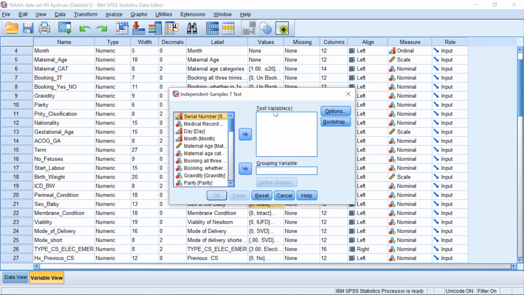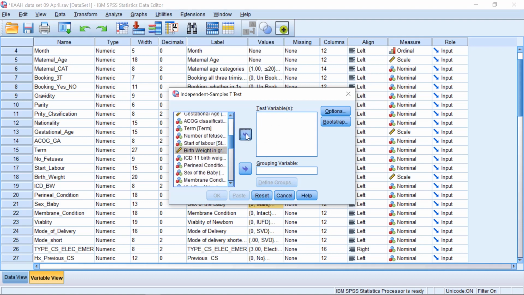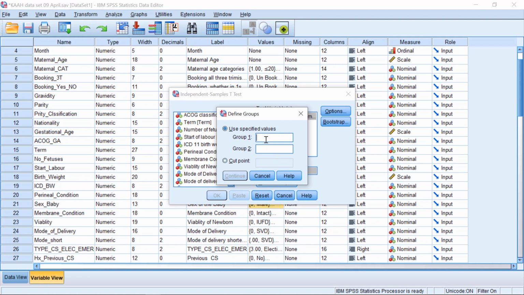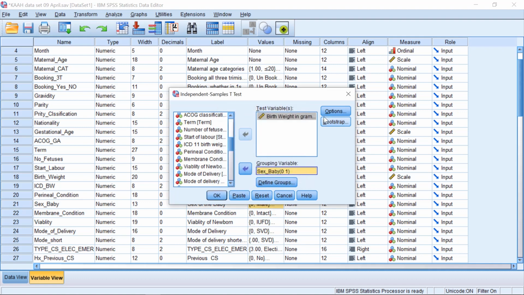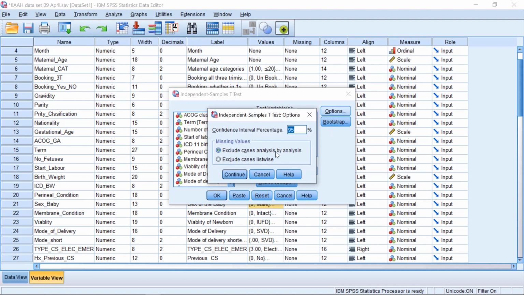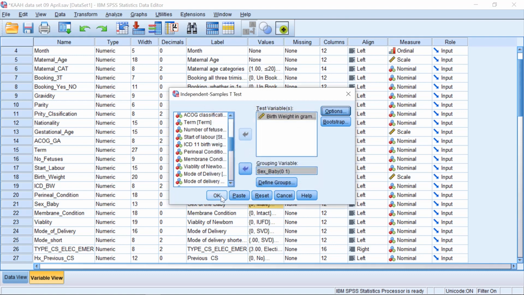Now we can pick the dependent variable in here, which is the birth weight in grams, and in here we will pick the sex of baby. We have to define the groups, the first group being male 0 and female 1. Continue. In options, we can change the confidence interval if we want, but we will keep it at 95 as our p-value is 0.05.